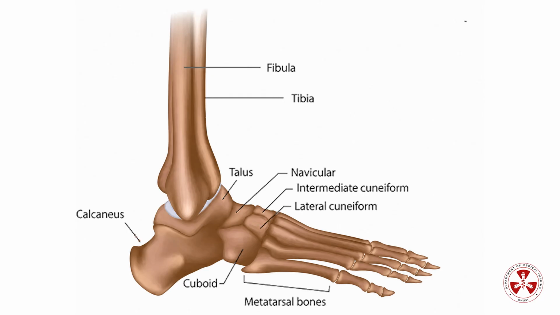Moving anteriorly again, we find the metatarsals. These 5 long bones make up the main body and arch of your foot, bridging the midfoot to the base of your toes. Finally, the phalanges make up your digits or toes.